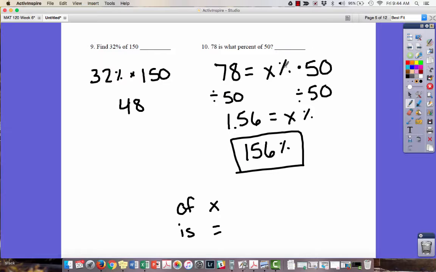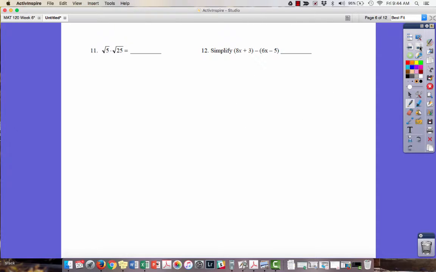Now, logically, 78 is what percent of 50? Well, it has to be more than 100% because 78 is bigger than 50. So my answer does make sense. It's about 1.5 of 50, so it's about 150% because it's the whole 50 plus another half or so. So kind of just always stop and say, does my answer make logical sense? Because if not, then you know you've got a problem.